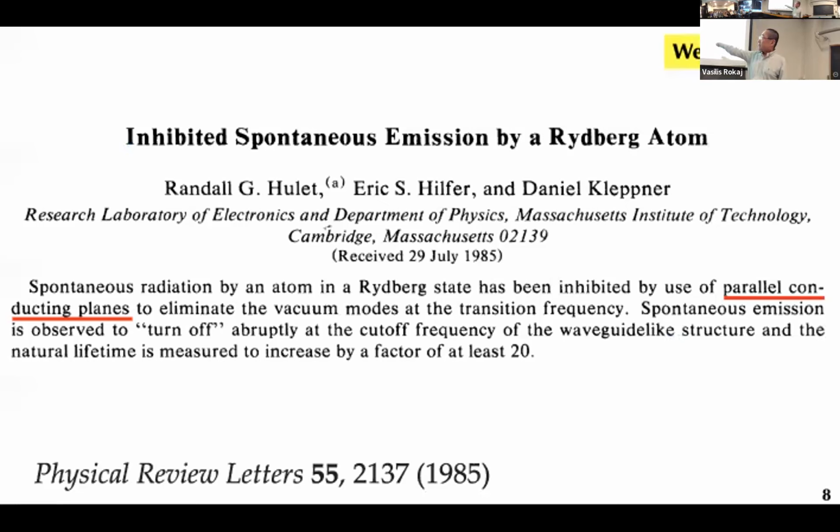One of my distinguished colleagues, Randy Hulet, AMO superstar, when he was a graduate student, demonstrated that one can inhibit spontaneous radiation by eliminating the photonic density of states at the transition frequency. So one can do the opposite of the Purcell effect as well. So this can happen also in the weak coupling regime.